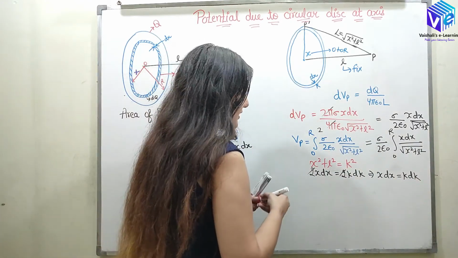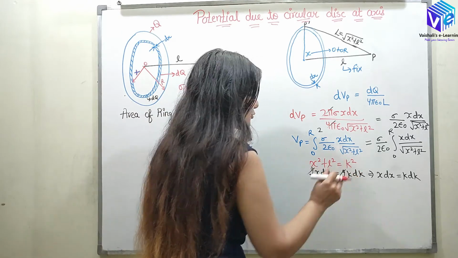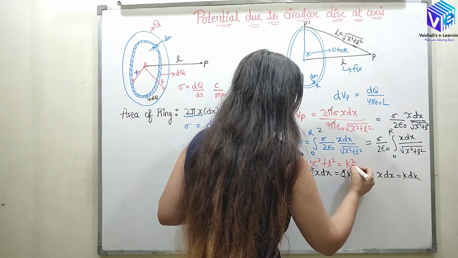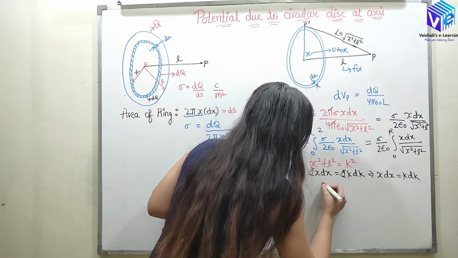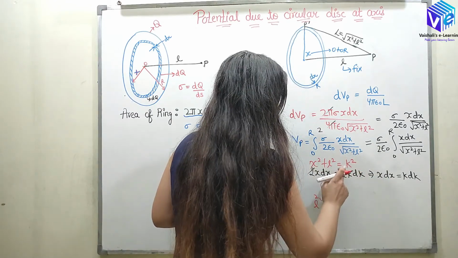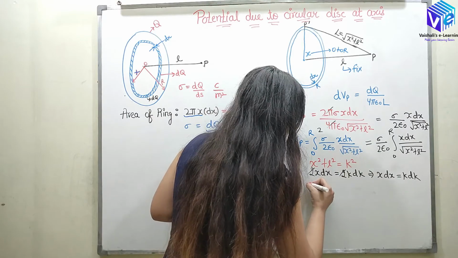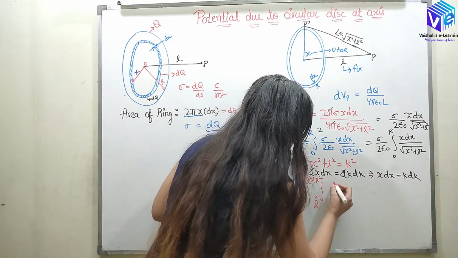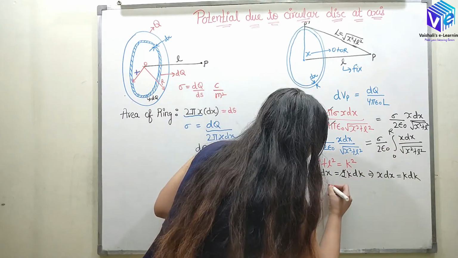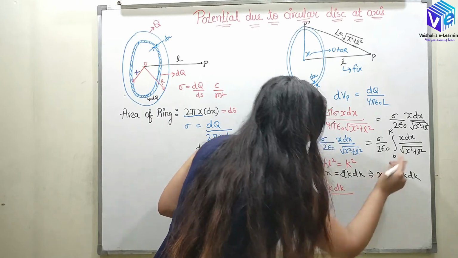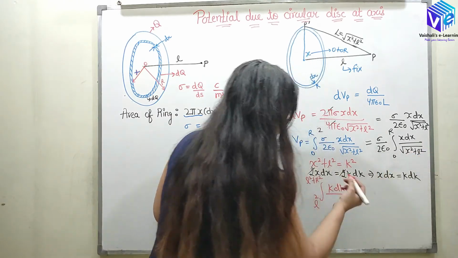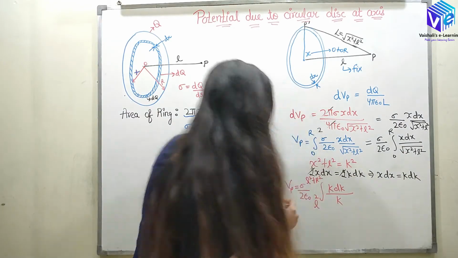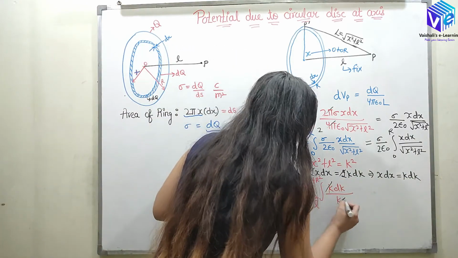Okay, so now what I have done, I have changed x square plus L square as k square. When my x was 0, k square will be equal to L square, so I will be changing the integration limits. When x square is r square, k square will be equal to L square plus r square. Now I will put x dx as k dk, and under root x square plus L square will be equal to k. Now this is the simple integration.